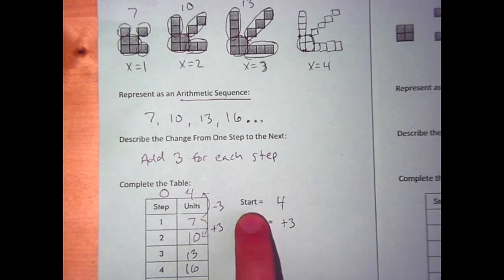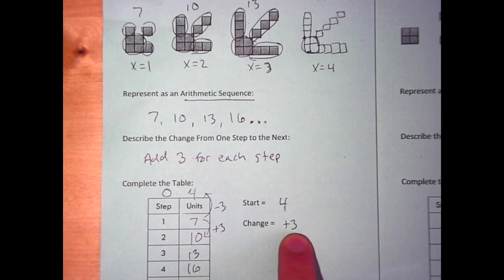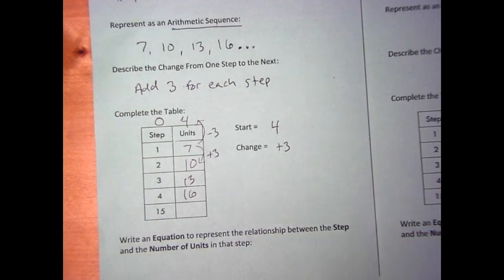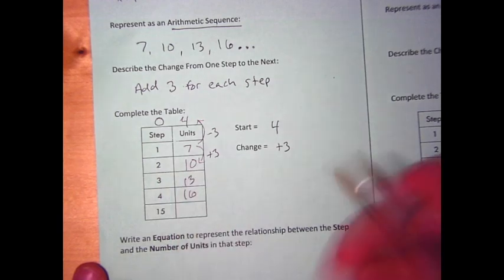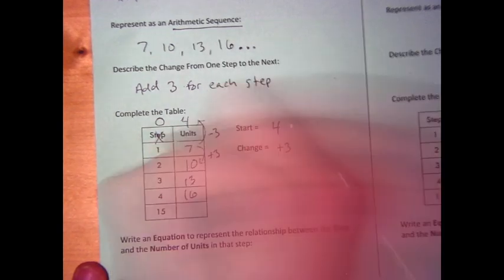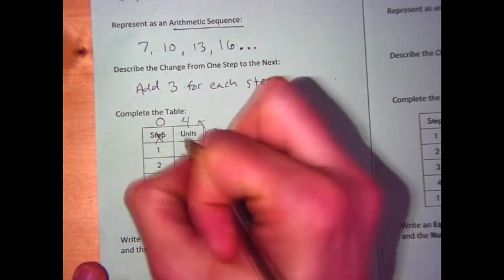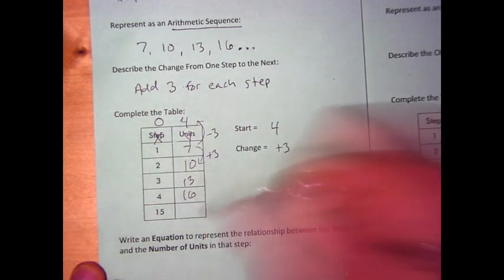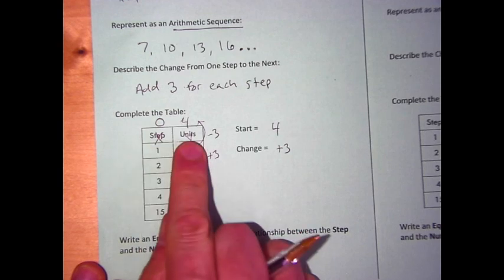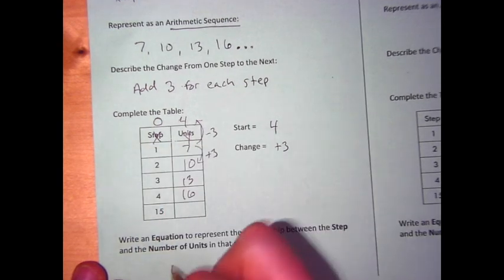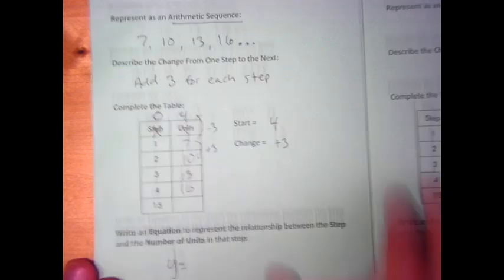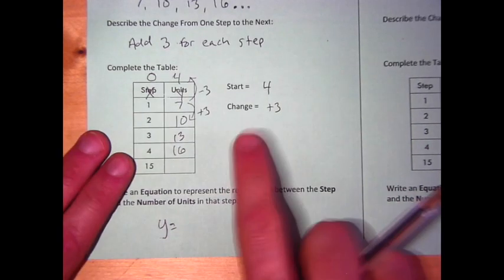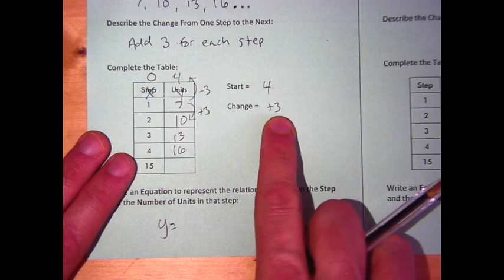So if we know that the start is 4 and that the change is 3, you can basically set up an equation that would represent this change. So the step is going to be our x, and then the units depend on what step you have, right? So if you have lots of steps, you'll have more units. So x and y. So we're going to say y equals, this is kind of like those equations we do with the pizza. So our change is, we're adding 3 every time.